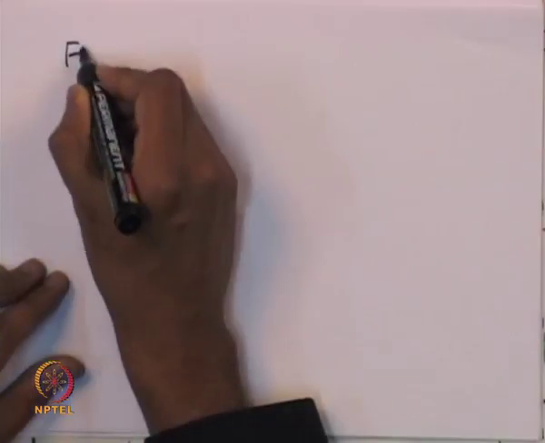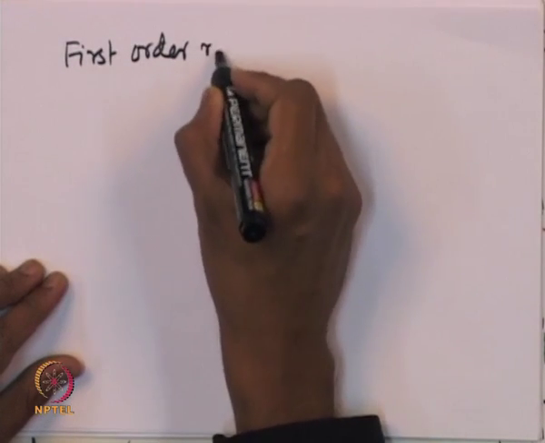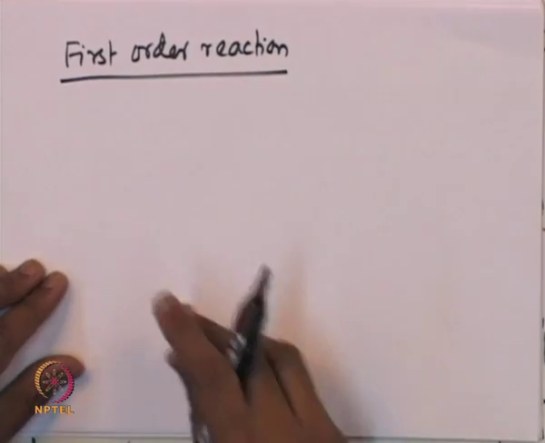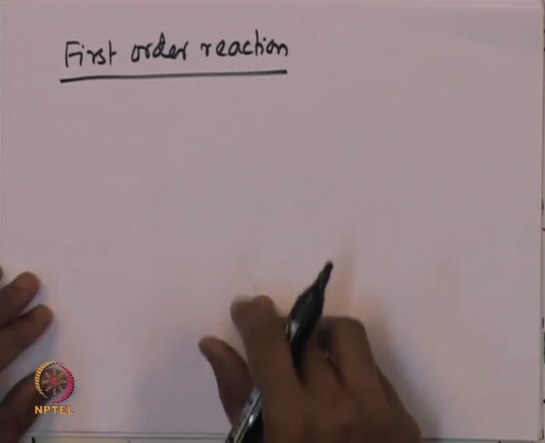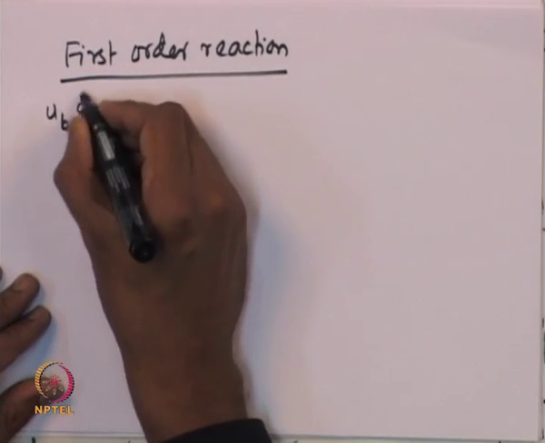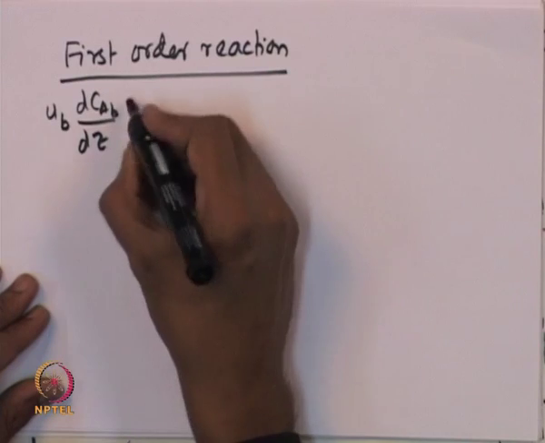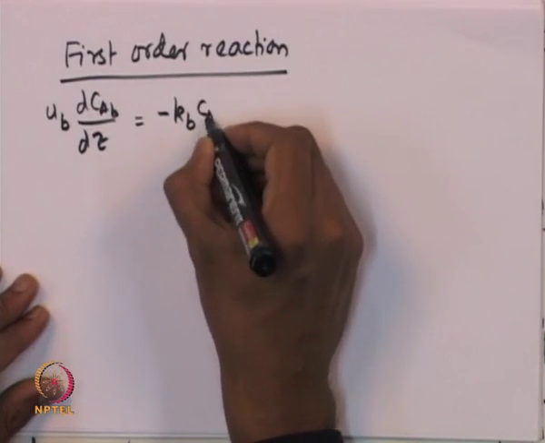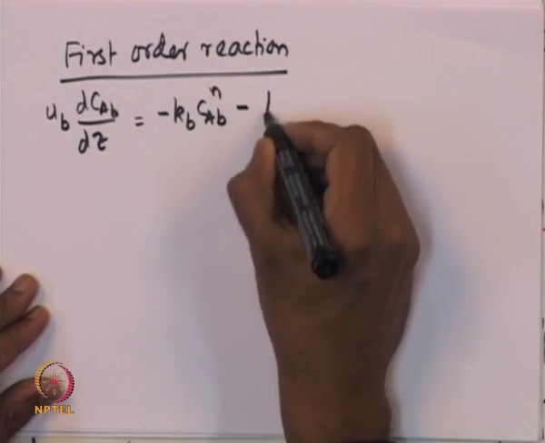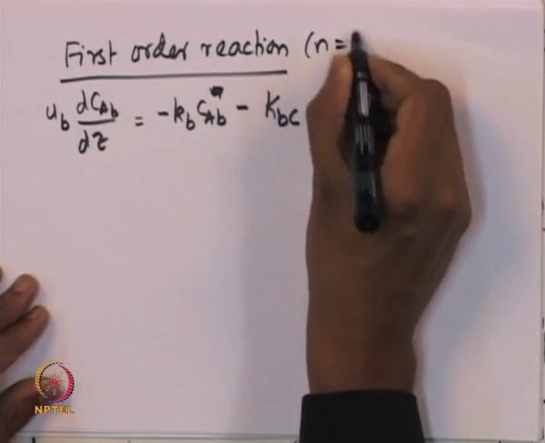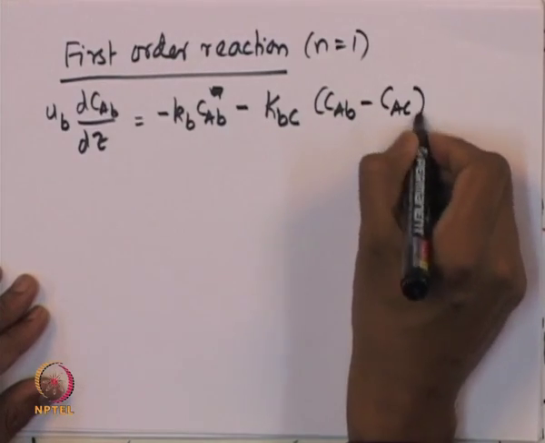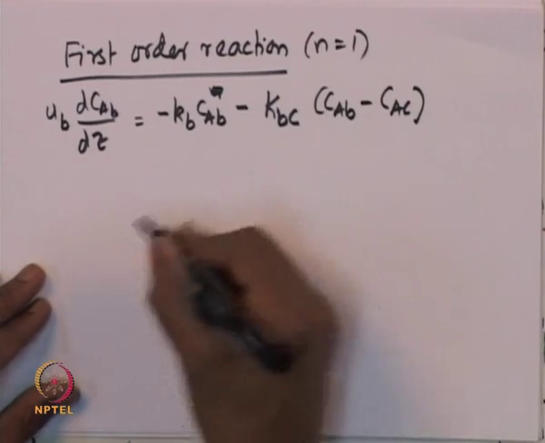However, if we make an assumption that the catalytic reaction which is happening is a first order reaction, then we can write the expression as UB into dCAB by dz equal to minus KB into CAB to the power of n, minus the mass transport coefficient KBC into CAB minus CAC, with n equal to 1.